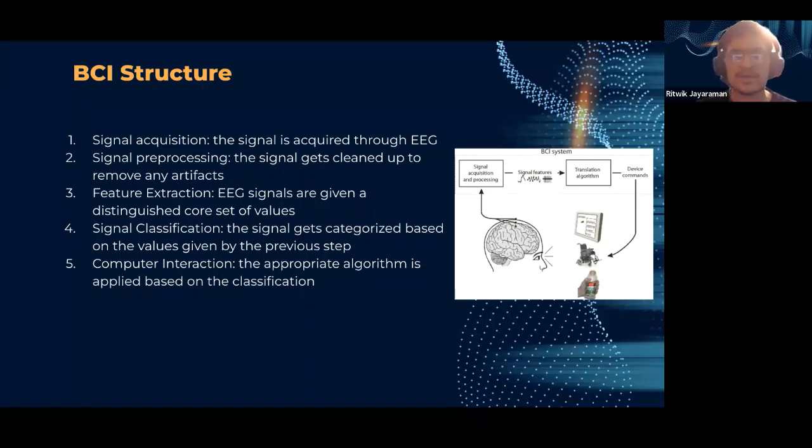The signal gets categorized based on the values given by the previous step. For example, signals which are in response to the stimuli of a person thinking of the word right would be given one classification, and then signals of the person thinking of left, for example, would be given another classification. Finally, computer interaction is when the appropriate algorithm is applied based on classification, and this is things such as BCI prosthetics, which can be used to move limbs which a person no longer has neurological control of.